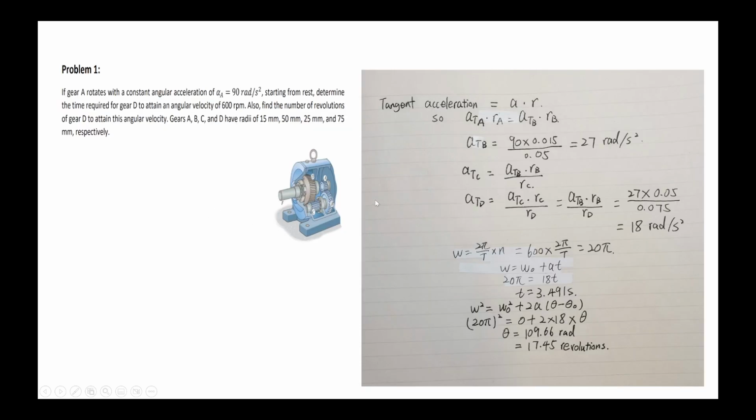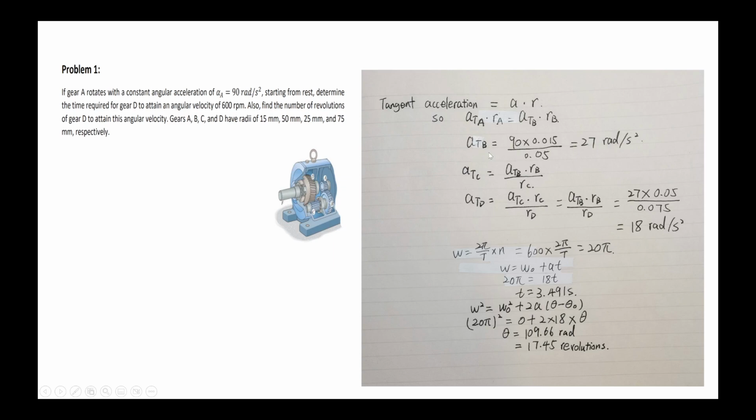And here is the first question. From this graph, we can know that the acceleration at tangent direction is the same for each of the gears. So here we can get the equation for the tangent acceleration, which is equal to alpha times radius.